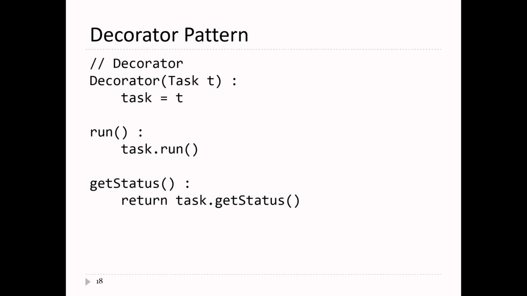So what do they look like? Again, this is Java-like pseudocode. Every decorator has a constructor. The constructor takes in a task to decorate. Internally, it remembers the task that it's decorating. The run method simply forwards the run method to the underlying task. The get status method simply asks the task for its status and returns that result.